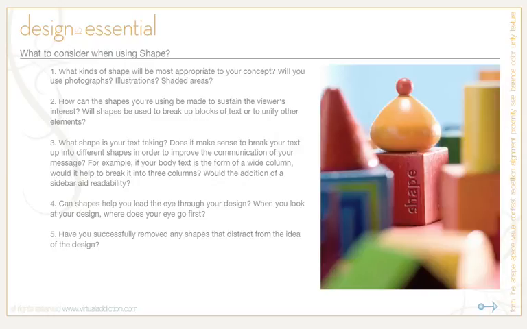What shape is your text taking? Does it make sense to break the text into different shapes in order to improve the communication of your message? For example, if your body text is in the form of a wide column, would it help the design to break it into 3 columns? Would the addition of a sidebar aid in readability? Can shapes help you lead the eye through your design?